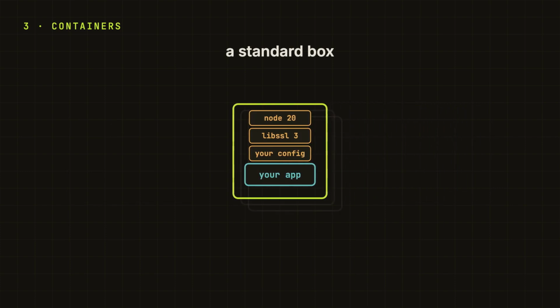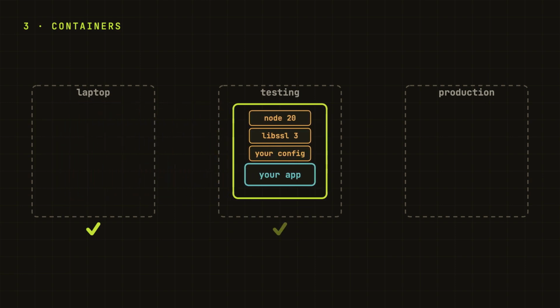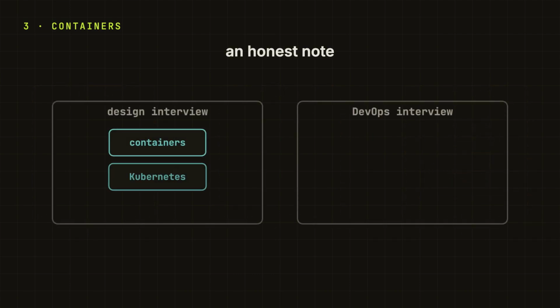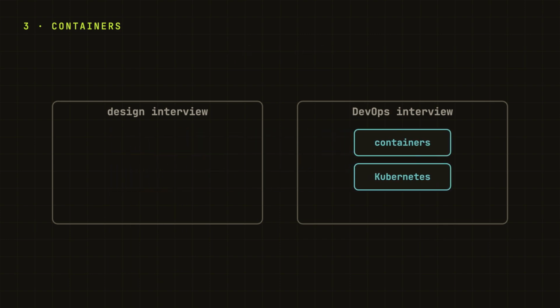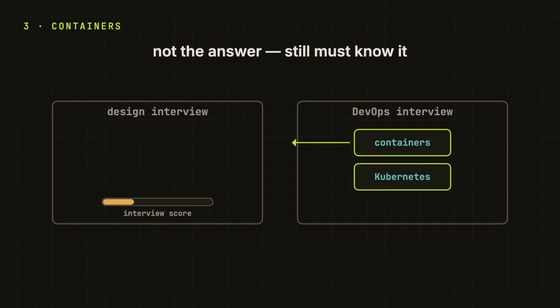A container, and the popular tool is Docker, is a lightweight standard box that holds your service plus every dependency it needs, the right versions of everything. And because the box carries its whole environment, it runs exactly the same on a laptop, in testing, and in production. And one honest note before we go on, containers and Kubernetes are not really system design interview material. They belong to DevOps interviews. And in a design interview, leading with "I would use Kubernetes" actually counts against you. But you genuinely cannot understand how a real system runs without them. So let's do them properly.